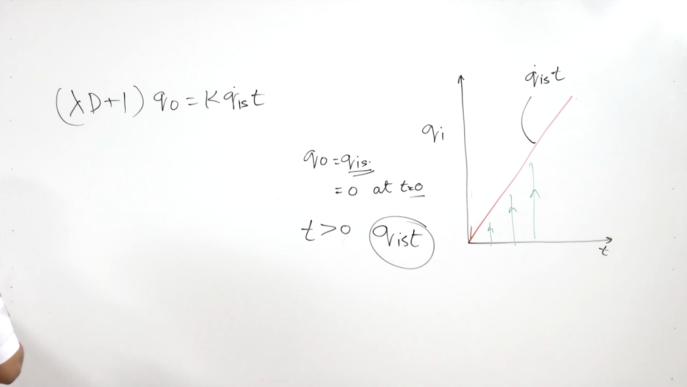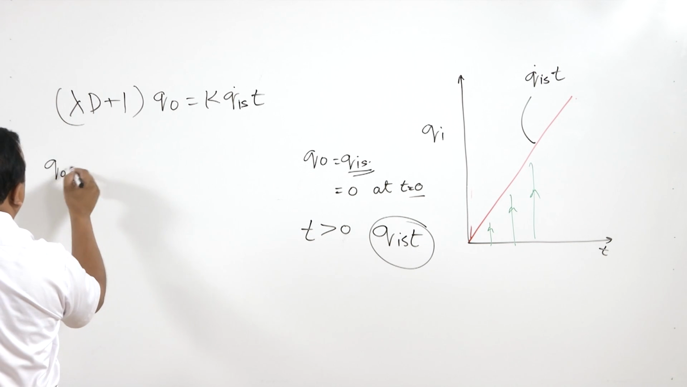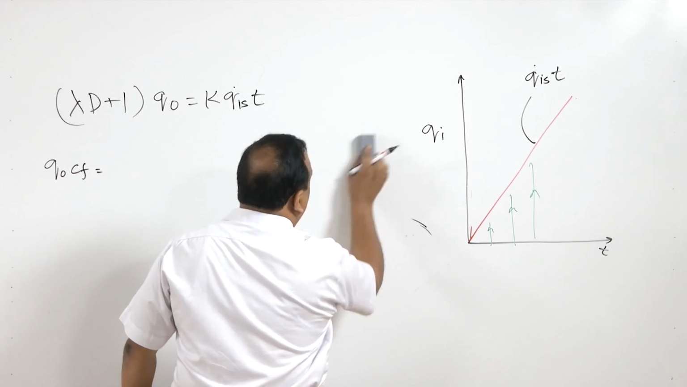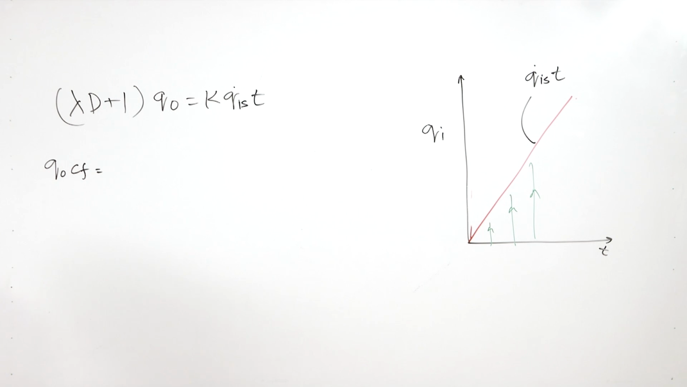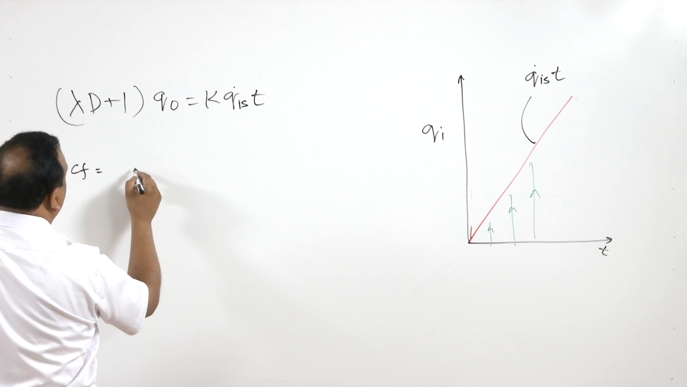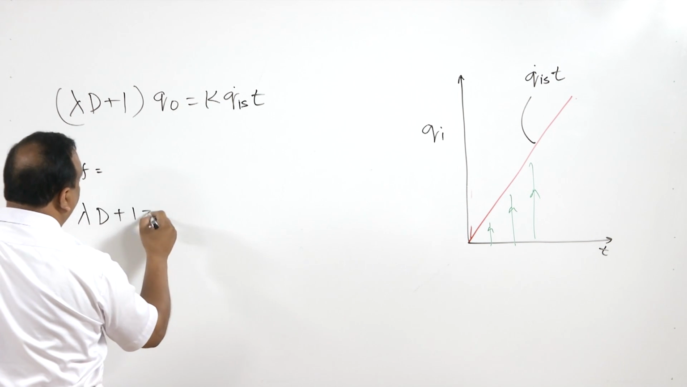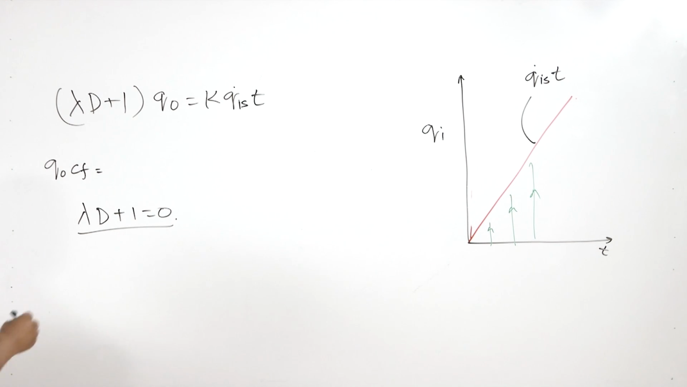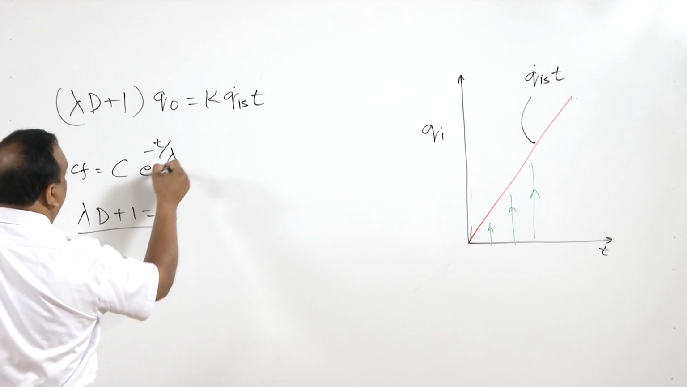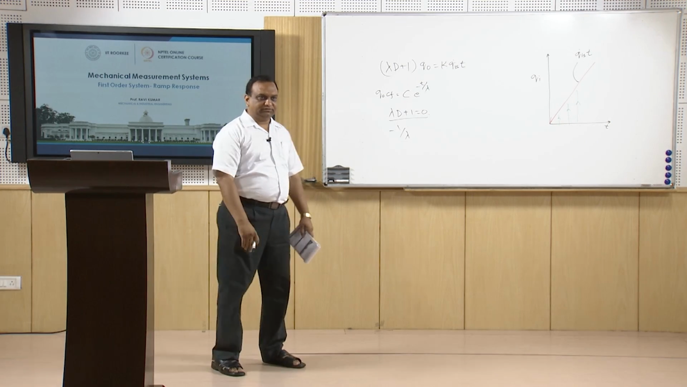Now here again we have to find first of all the complementary function. So Qo complementary function, at t equal to 0, is going to be equal to, again, (lambda D + 1) = 0. So D has one root, that is minus 1 by lambda. So again it is going to be c e raised to power minus t by lambda, as we did in the case of step response.